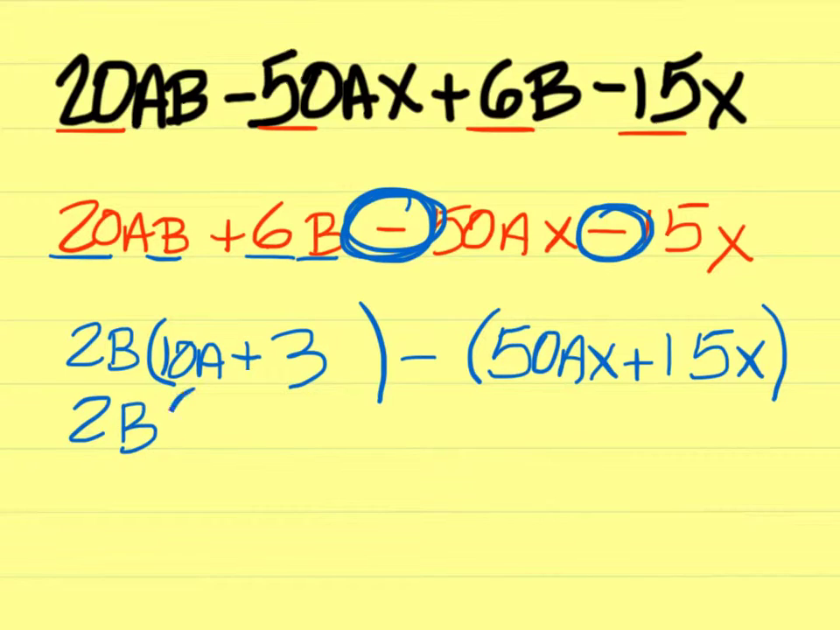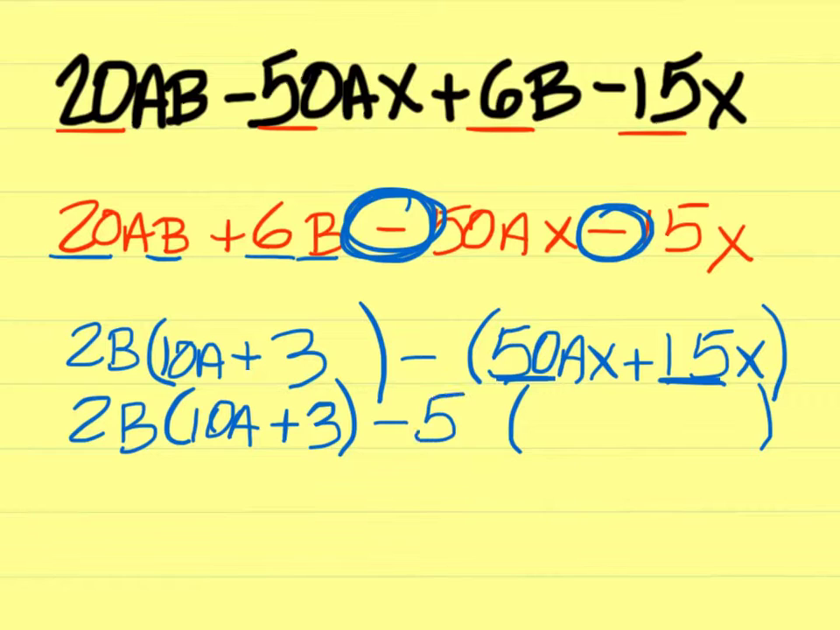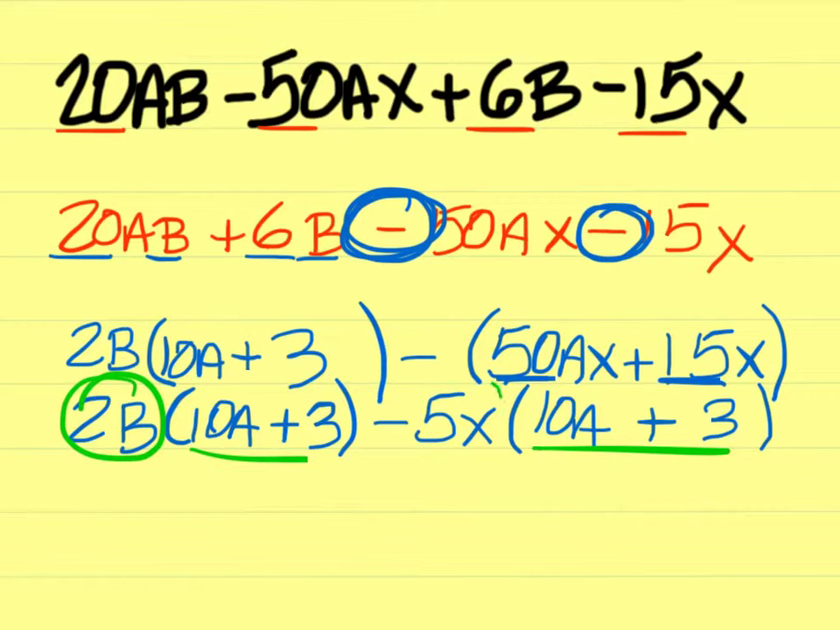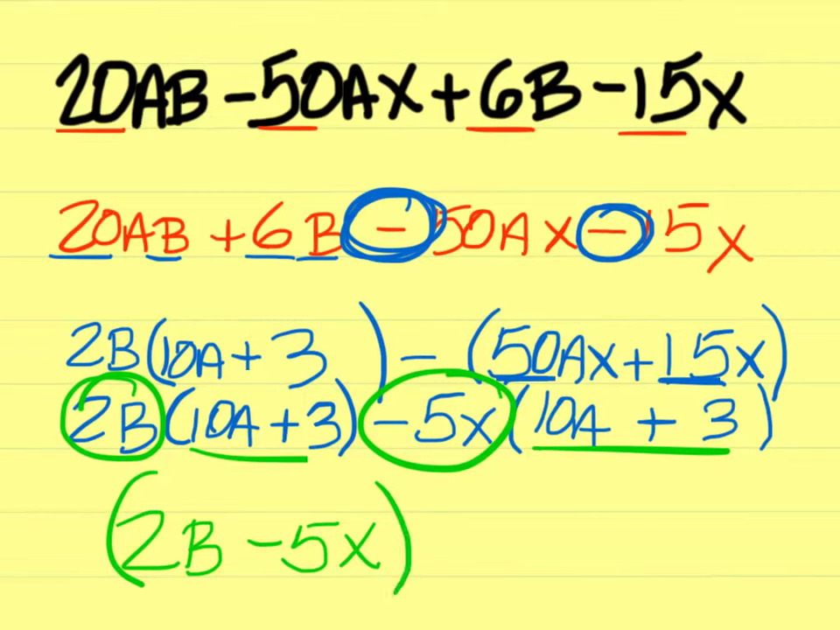Recopy the first half and then factor on the back half. You can take out a 5 from each of those as well as an X. Divide both of those terms by 5X to be left with 10A plus 3. And now you have the same quantity here and here, which means you did it right. 2B minus 5X. And then in the second quantity you need 10A plus 3.